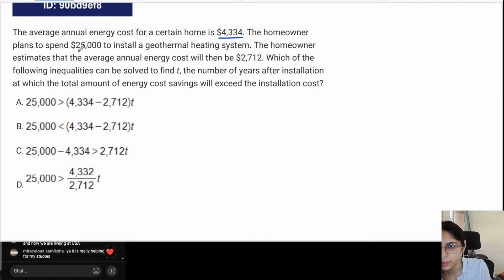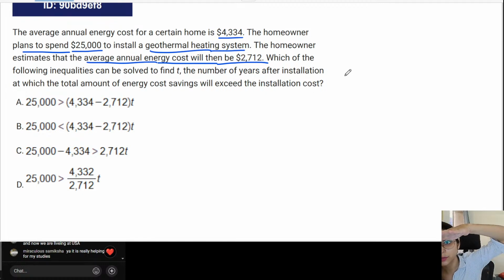So the homeowner plans to spend $25,000. Okay. So average annual energy cost is $4,334. Homeowner plans to spend $25,000 to install a geothermal heating system. The homeowner estimates that average annual energy cost will then be $2,712. So what is happening? Initially it was 4,334, but he spent some money and got a geothermal heating system. Now the average annual energy cost is going down.